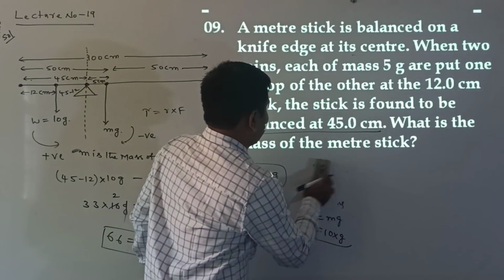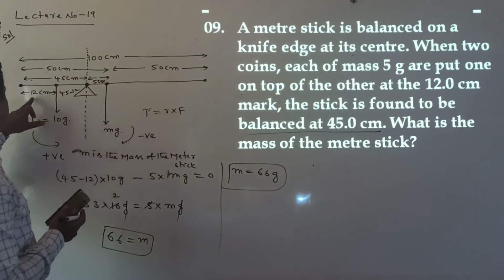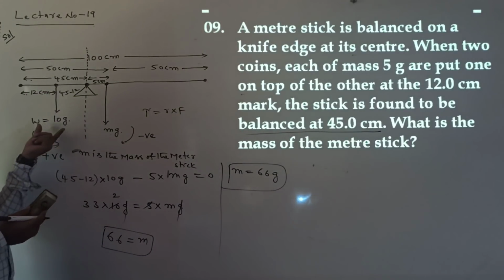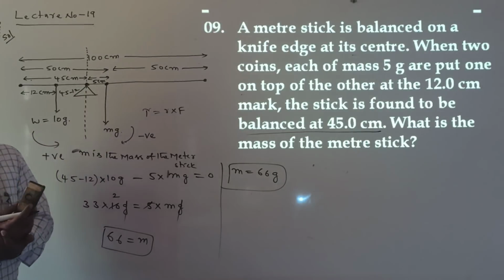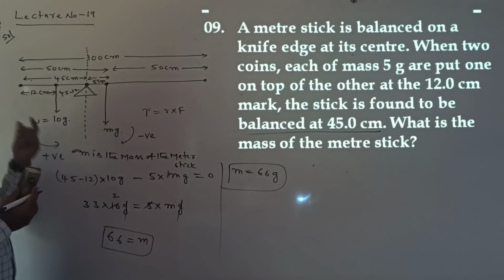Now put the other one on top of the other at the 12 centimeter mark. I am putting it on the other side, at the 12 centimeter mark. The weight is equal to 10 into g, that is at 12 centimeter.